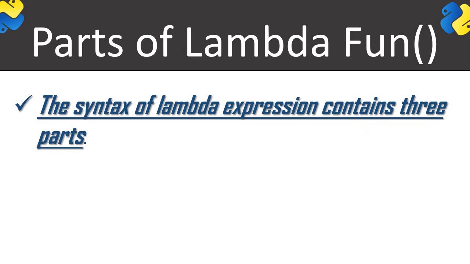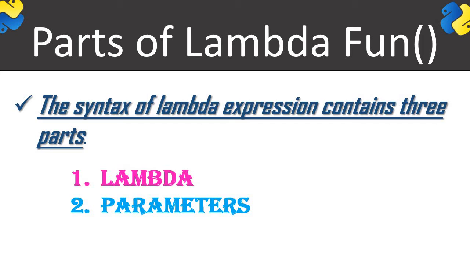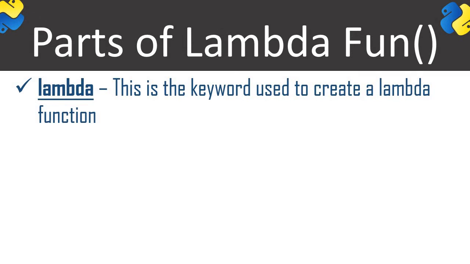The syntax of a lambda function contains three parts. First is the lambda keyword, then we have the parameters, and we have the expression. Expression is basically the body of the lambda function. The body we were using in a traditional function is here known as an expression. As a lambda function does not have a number of statements in its body, we can write only one expression as a part of its body. We'll see in detail.